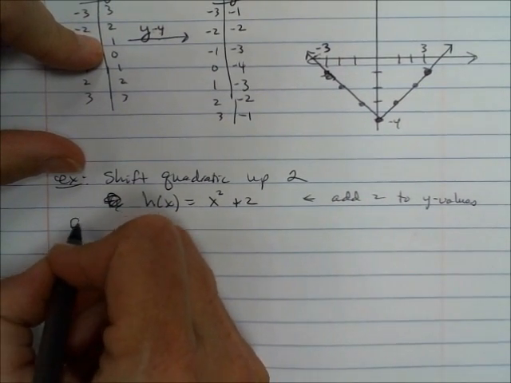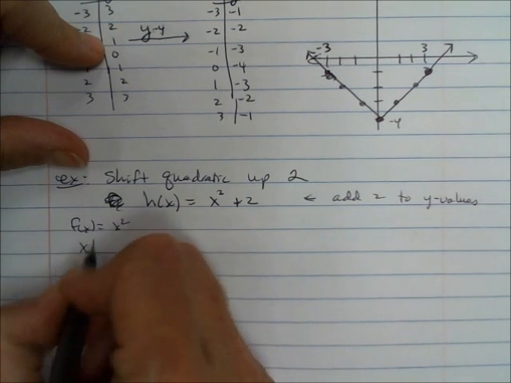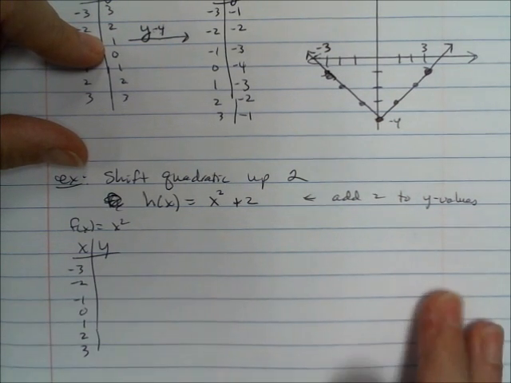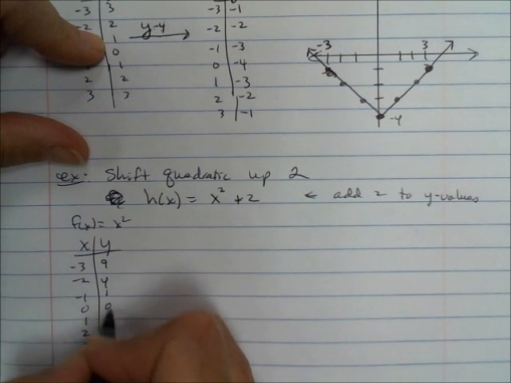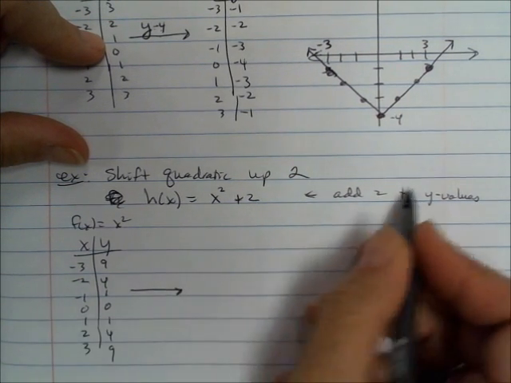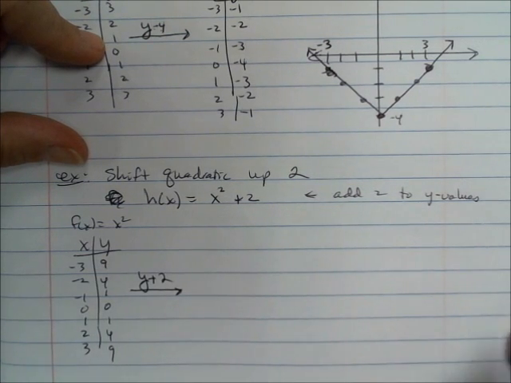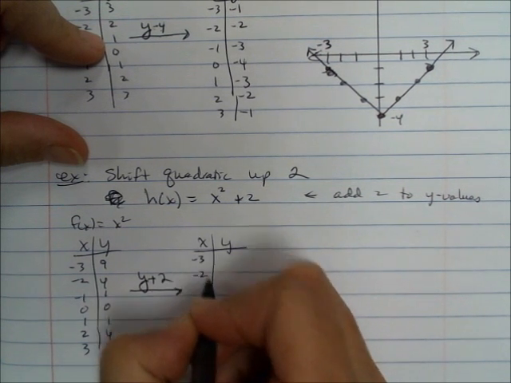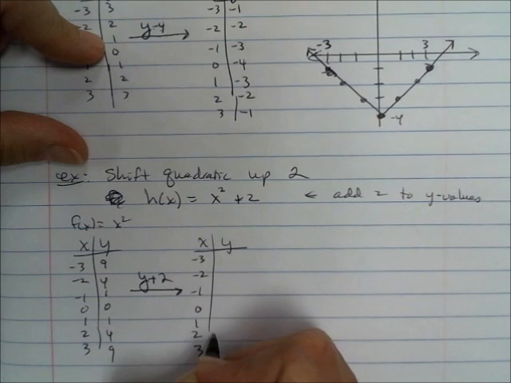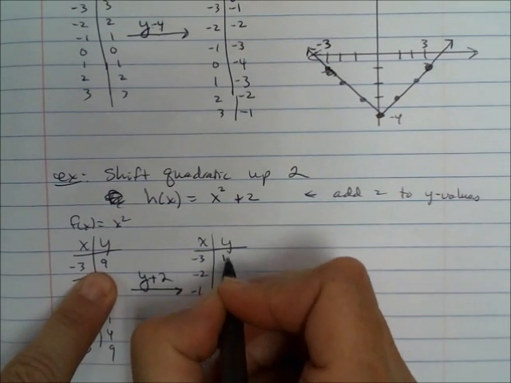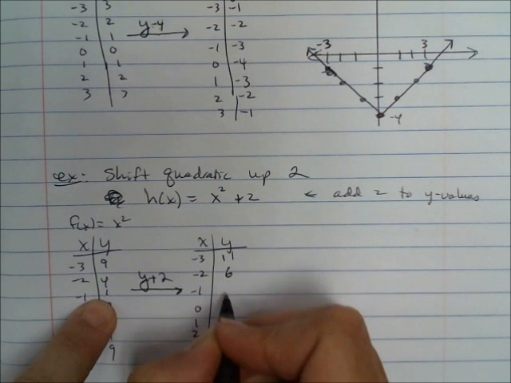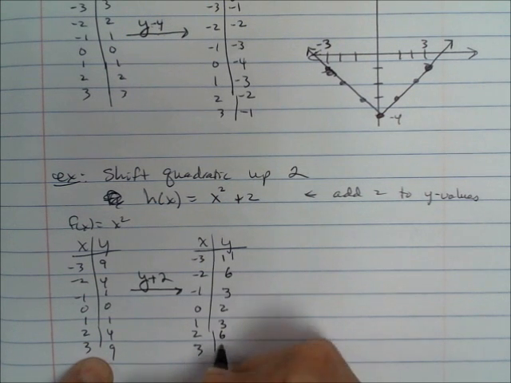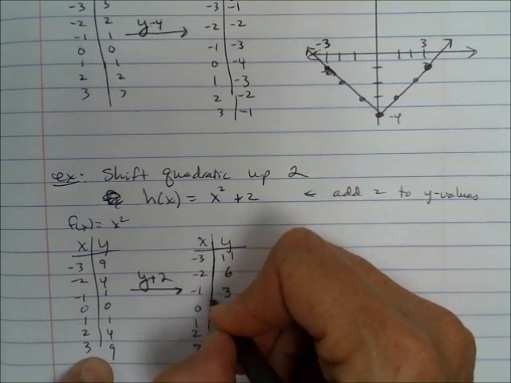So we're going to start with f of x is equal to x squared. That's our parent function table of values, negative 3, negative 2, negative 1, 0, 1, 2, and 3. And then we're going to square all these numbers, 9, 4, 1, 0, 1, 4, 9. And now if we want to add 2 to the y values, we'll indicate y plus 2, set up our new xy table, and the x's stay the same. And now we're going to add 2 to all these. So 9 and 2 is 11, 4 and 2 is 6, 1 and 2 is 3, 0 and 2 is 2, 1 and 2 is 3, 4 and 2 is 6, and 9 and 2 is 11. So here are our new xy values that we're going to be plotting.